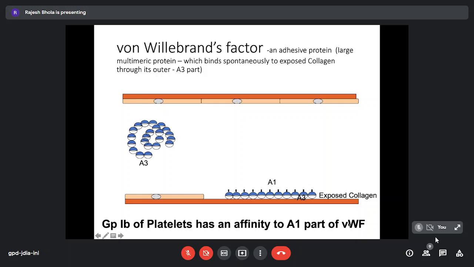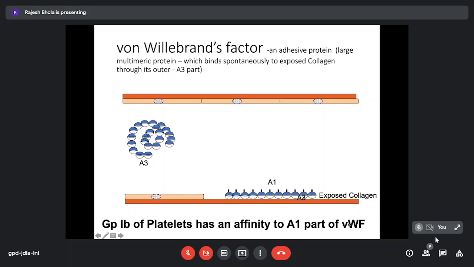The major player here is the von Willebrand factor. So von Willebrand factor acts as an adhesive protein, a large multimeric protein that binds spontaneously to the exposed collagen through its outer A3 domain. Usually what happens, the von Willebrand factor remains as a spiral.